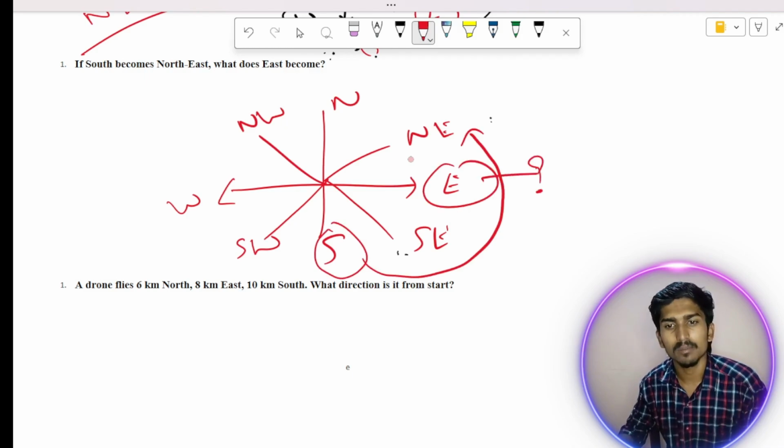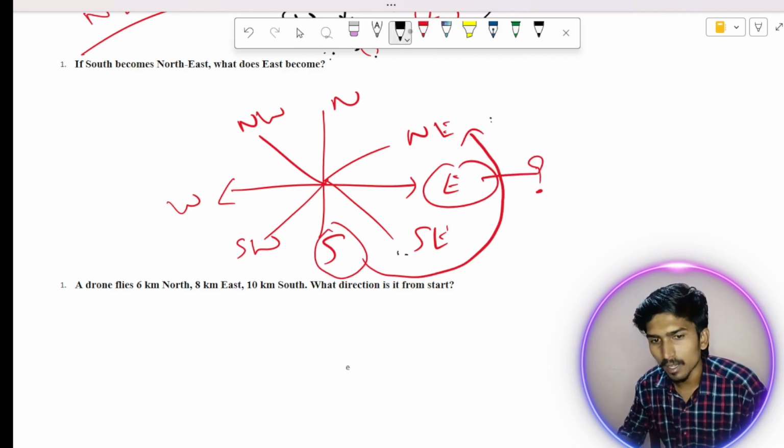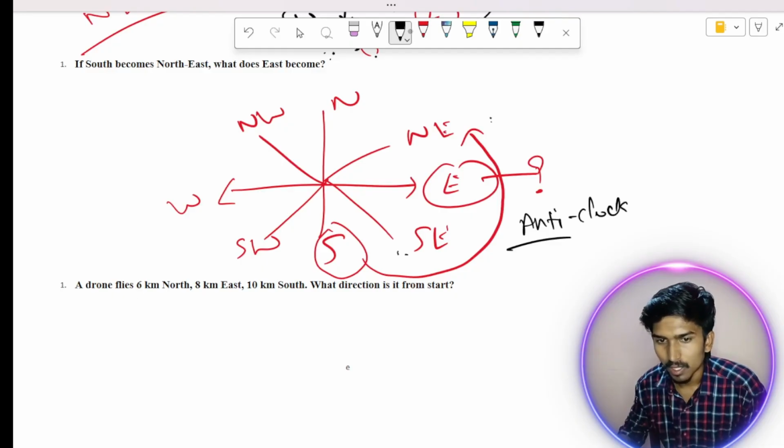The question is as simple as that. So you should remember, see here, it is moving. South becomes northeast means it is moving in the anti-clockwise direction. Very simple. So how many positions? This is the first position leaving south. This is second. This is third. South is becoming northeast at the third position.